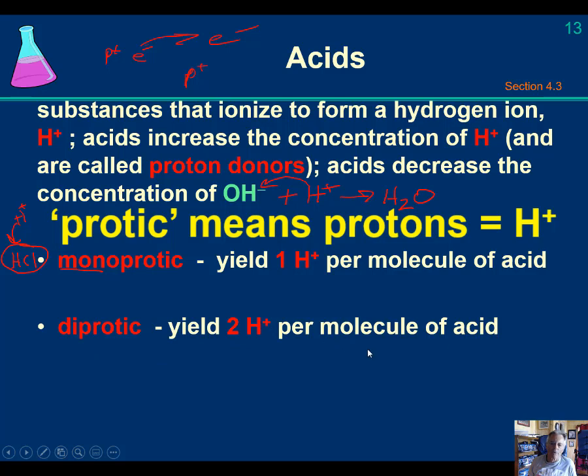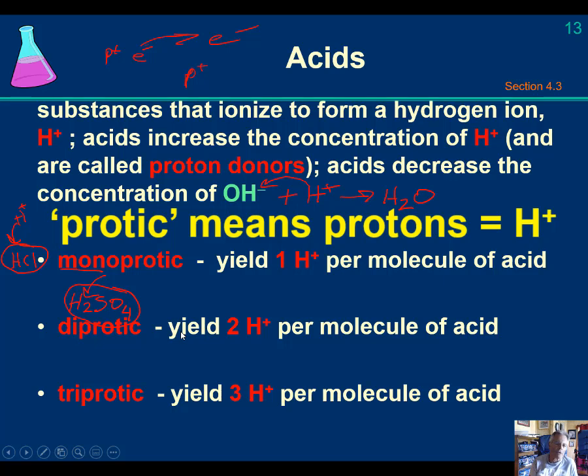It yields 2 protons per molecule of acid. And so for a diprotic acid, that would be something like H2SO4. Notice that for every one molecule of H2SO4, there are 2 protons that can be donated to the solution. And then a triprotic acid would simply be 3 protons per mole of acid or molecule of acid. So that would be something like phosphoric acid, H3PO4. And all I'm looking at for a triprotic acid is the subscript to the right of the H that says 3. This is a triprotic acid. H2SO4, this is sulfuric acid. It's a diprotic acid.